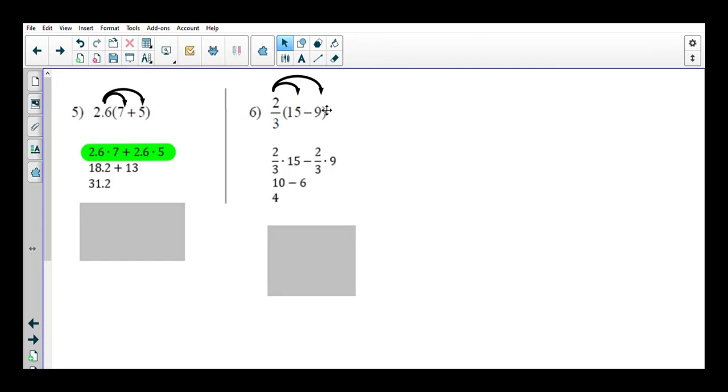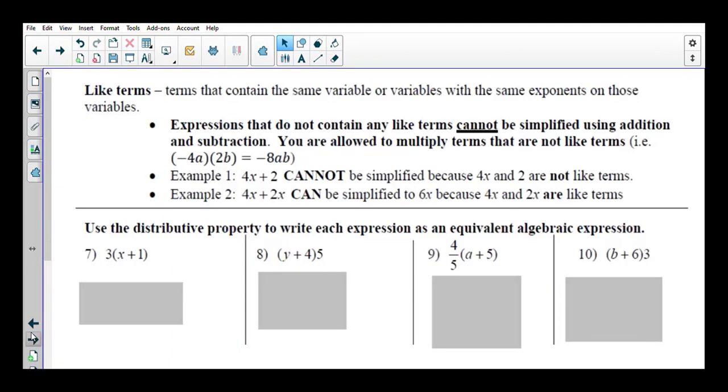All right, so for the second half of the video, we are going to mix in variables, certainly important for us to be able to work with because you're essentially taking a pre-algebra class. So let's talk a little bit about what like terms are. Like terms are terms that contain the same variable or variables with the same exponent or exponents on those variables. Expressions that do not contain any like terms cannot be simplified using addition and subtraction.